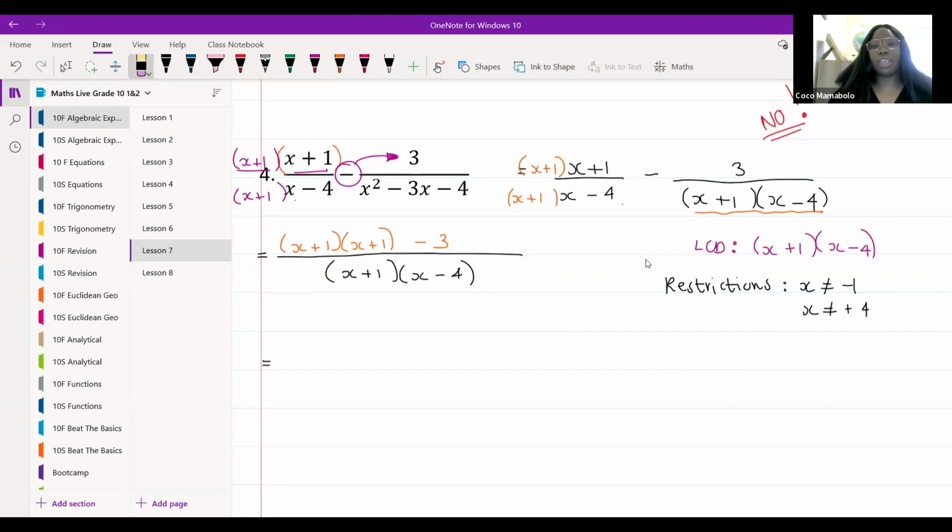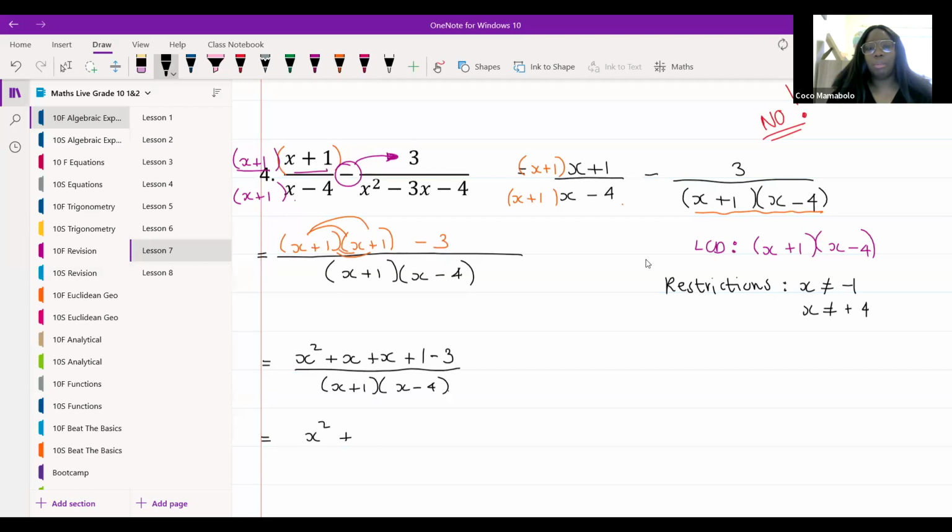All right, now over here, I'm going to do FOIL. I'm going to do top, top, bottom, bottom. I'm going to end up with x squared plus 1x, and at the bottom, plus 1x plus 1, minus 3. Ooh, I forgot the plus 1. Minus 3 over my denominator, x plus 1 and x minus 4. And then I'm going to simplify. Then I'm going to get x squared plus 2x minus 2 over x plus 1 and x minus 4.